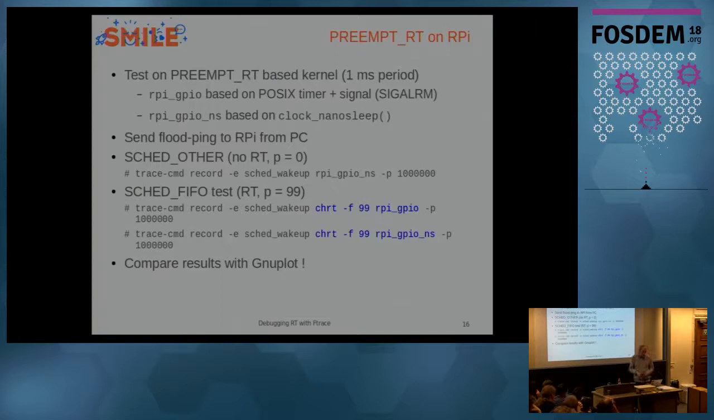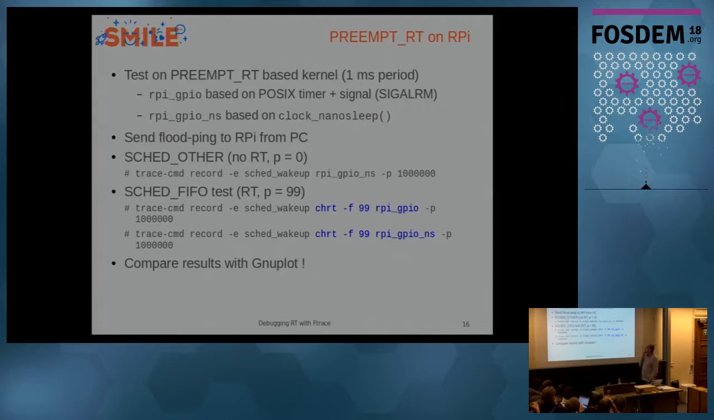But I will show another way to work with Ftrace. I will test PREEMPT_RT on a Raspberry Pi with a 1 millisecond period. It's a program to generate activity on the GPIO. There are two versions. The first one uses a POSIX timer and signals, the SIGALRM signal, and the second one is based on nanosleep. So you can load the Raspberry Pi with flood ping or anything you want. And there are several ways to test it.